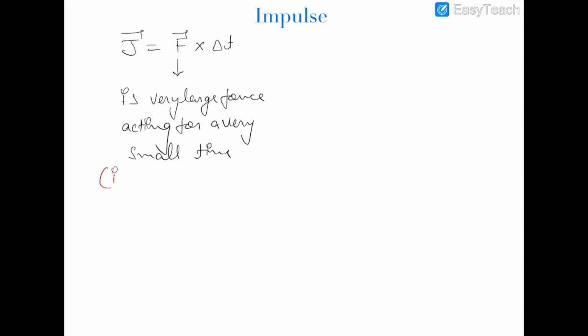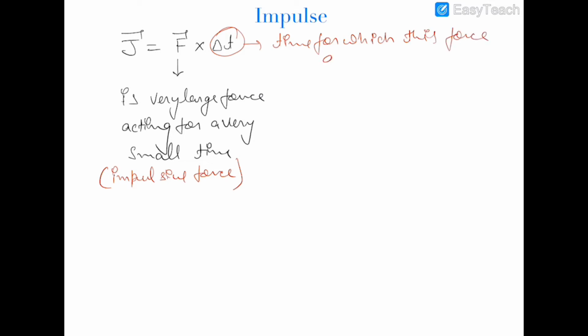Now, this is impulsive force. So, this is F, and the time for which this F acts is delta T. So, this delta T is the time for which this force acts. So the product of this force and the time for which it acts is combinedly known as impulse, and it is denoted by J.